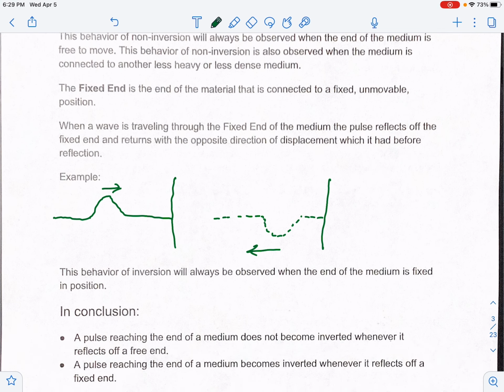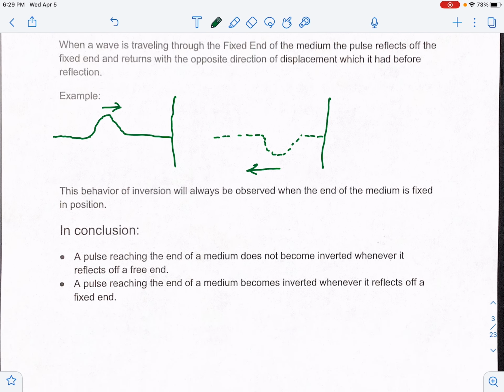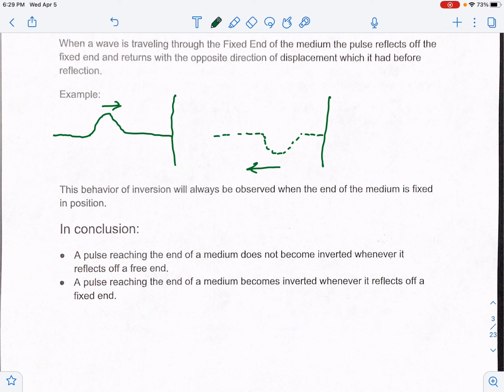Okay, this behavior, inversion, will always be observed when the end of the medium is fixed in position. So in conclusion, a pulse reaching the end of a medium does not become inverted whenever it is a free end. Okay, so it comes back right side up. But when it's a fixed end, it's going to come back inverted or upside down.